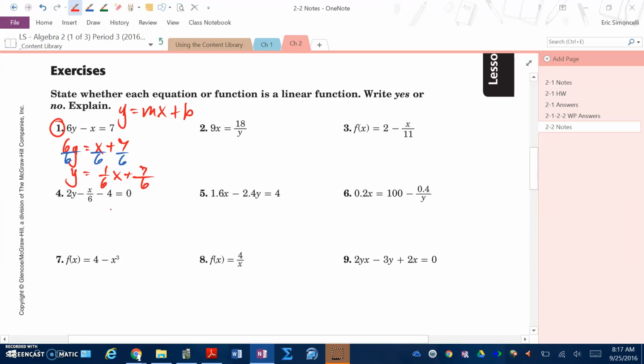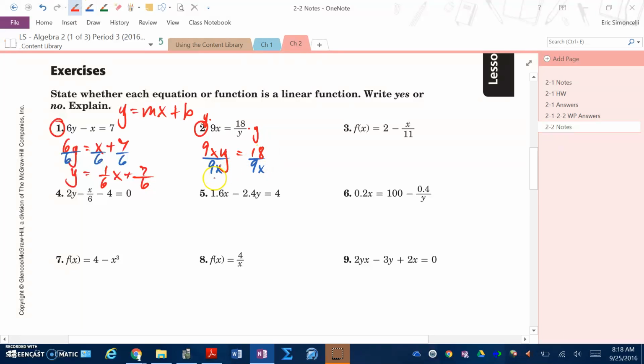Let's move on to another question. We'll go ahead and take a look at number 2. Number 2, 9x equals 18y. So again, I'm going to go ahead and attempt to get y by itself. And the way that I can do that is by cross multiplying, or simply just multiply both sides by y. If I multiply both sides by y, I'll have 9xy equals 18. And if I want to get y by itself now, I just simply divide both sides by 9x.